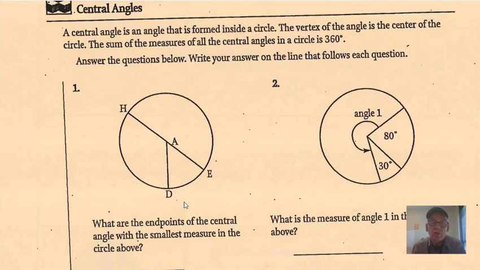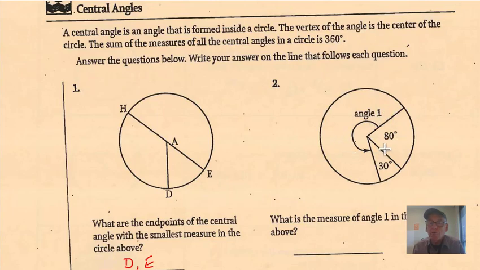What are the endpoints of the central angle with the smallest measure in the circle above? This angle DAE is the smallest angle out of these three, and its endpoints are the point D and E. So D and E are the endpoints. Let's look at number 2. What's the measure of angle 1 in the circle above?